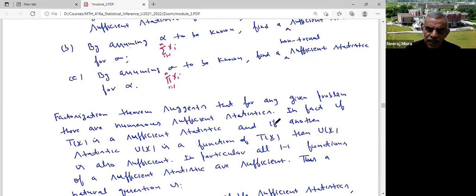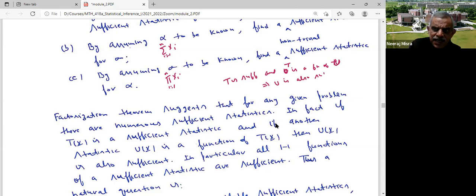Not only that, if you know that T is sufficient and U is a function of T, and T is a function of U, this would imply that U is also sufficient. So one can get infinitely many sufficient statistics.